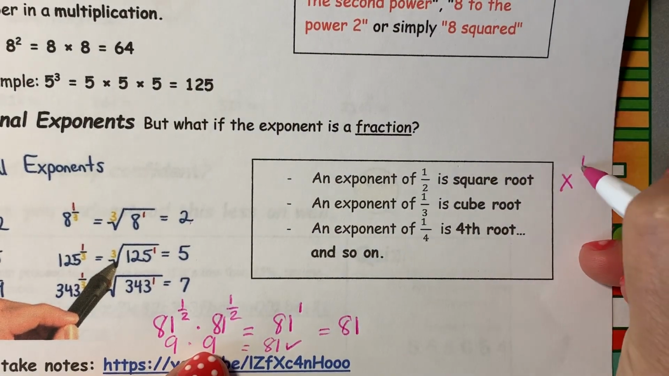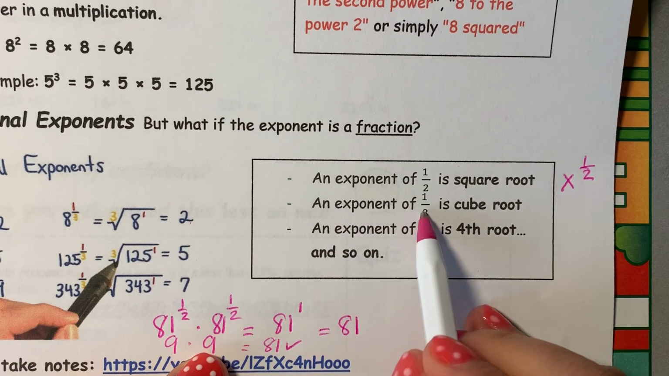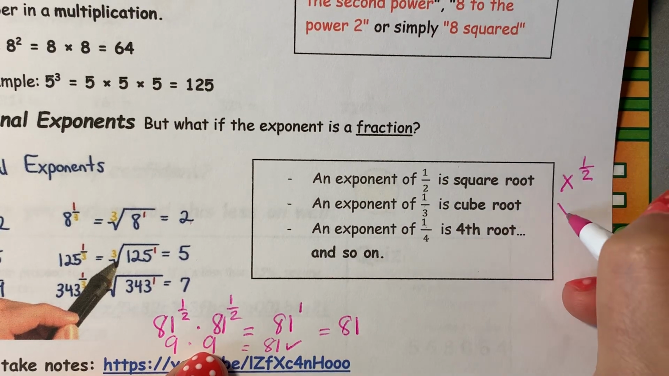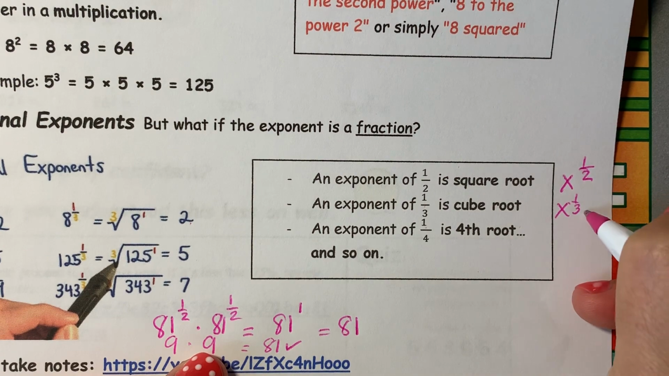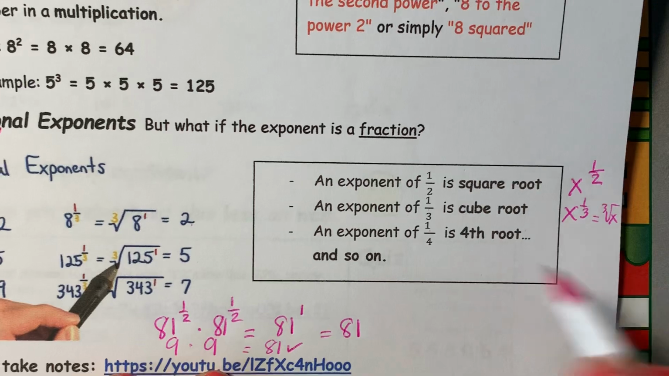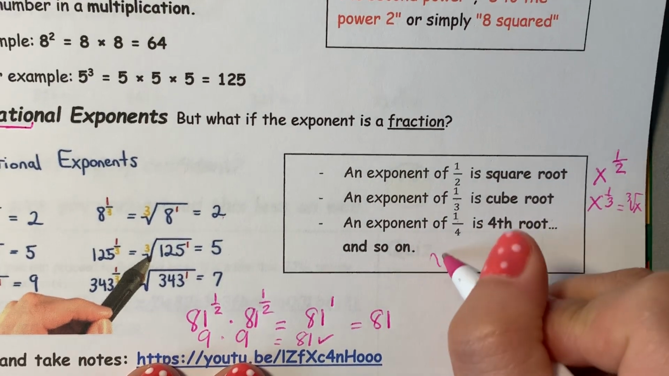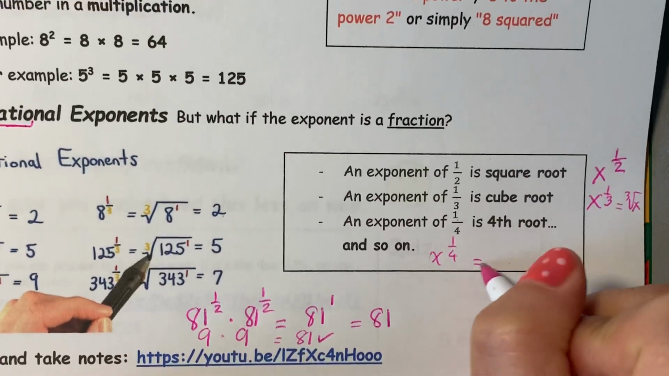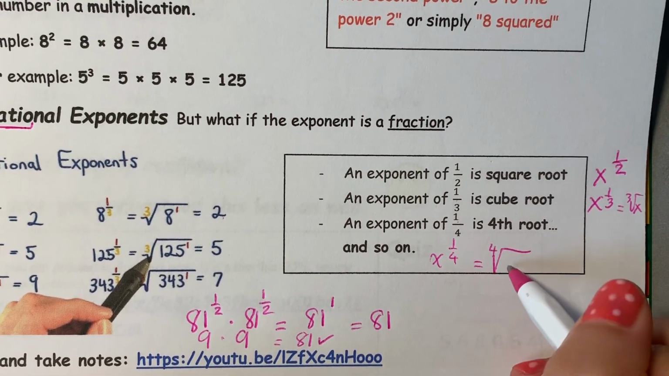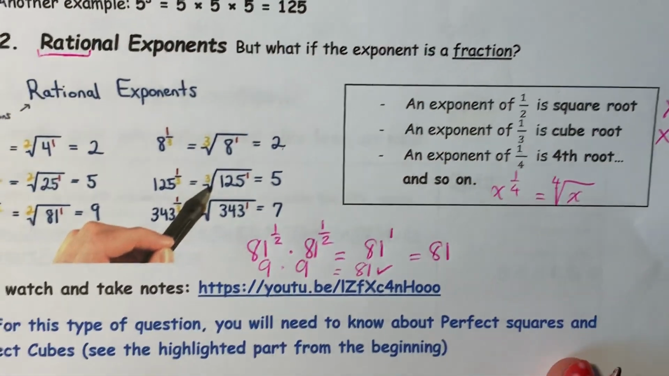So for example, x to the 1/2, that's square root of x. Exponents of 1/3 means cube root. So x to the power of 1/3 means the cube root of x. Exponents of 1/4 is the fourth root. For example, x to the 1/4 will equal the fourth root of x. Okay, I hope that made clear.